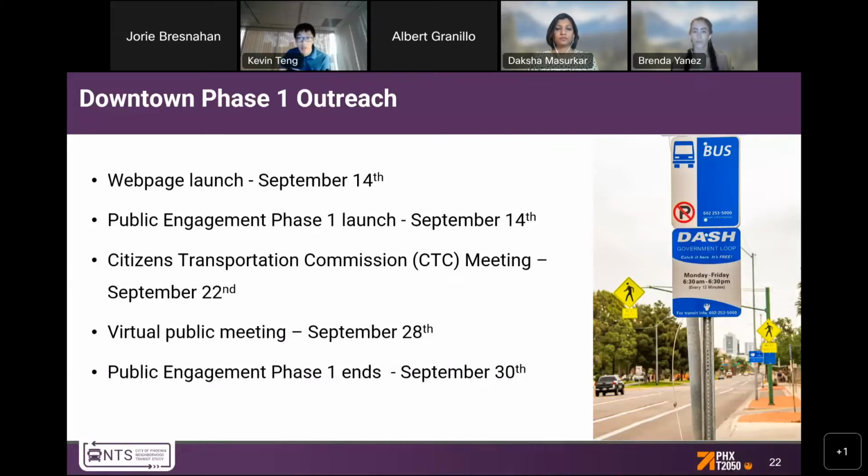We presented the information to the Phoenix Citizens Transportation Commission meeting last week. The CTC is designed to provide guidance to the department on the T2050 transportation spending. And today is our public meeting, virtually. We will conclude phase 1 of the outreach by the end of this week, on September 30th.